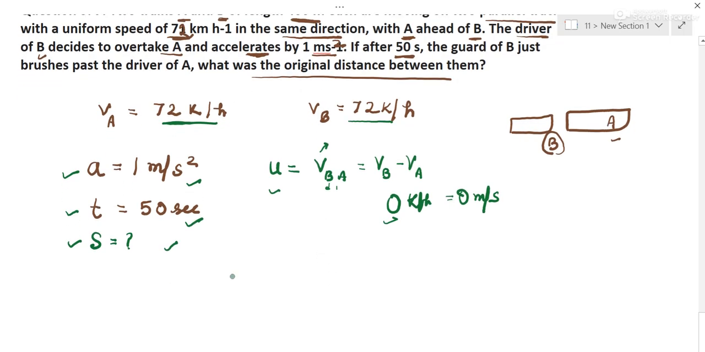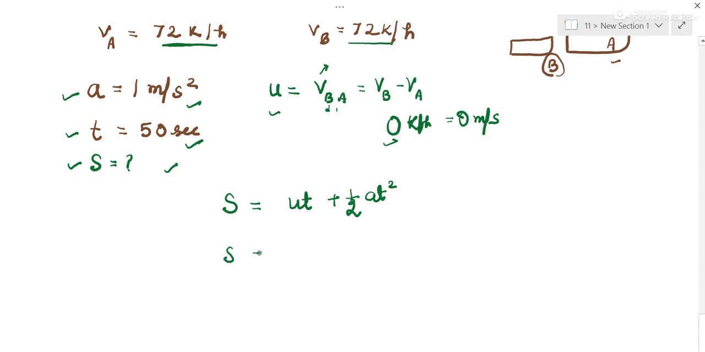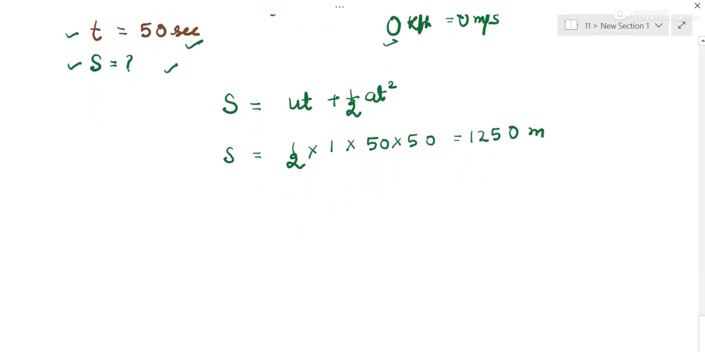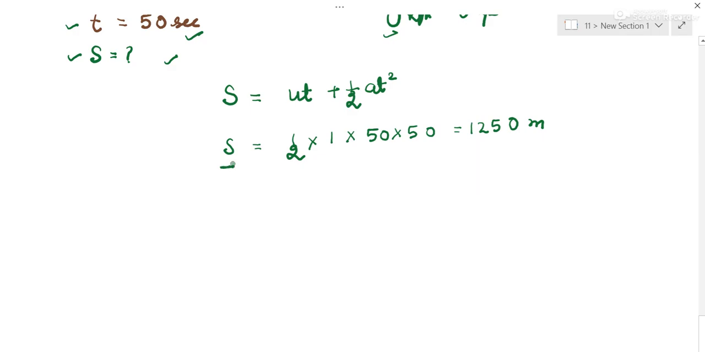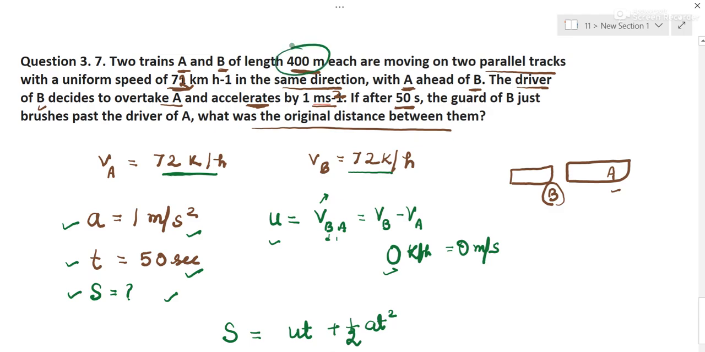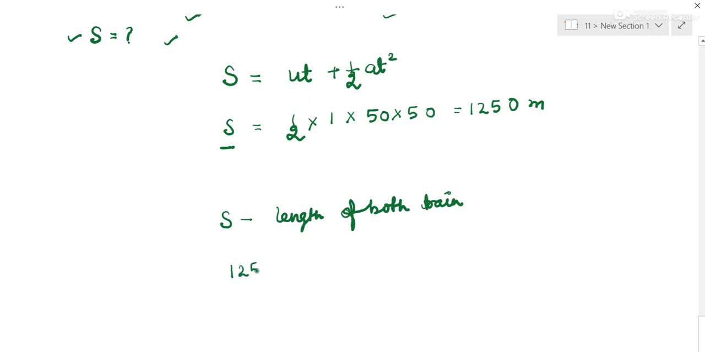So using second equation of motion, S is equal to ut plus half at square. Let us substitute. 0t is 0, half A t square is 50 into 50, so it will come as 1250. Okay, and so this is the distance, but if you wish you can subtract the length of both the trains. Length of each train was given as 400, so 800 you can subtract from 1250. Take it to 450. Otherwise this is also okay, but if you wish you can report up to 450 meters.